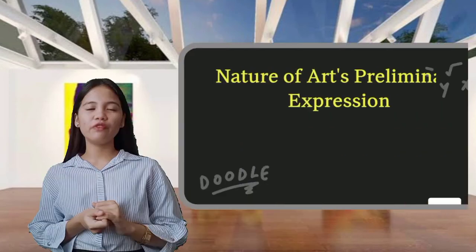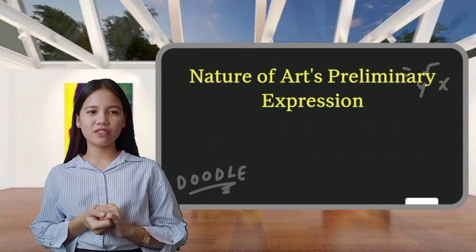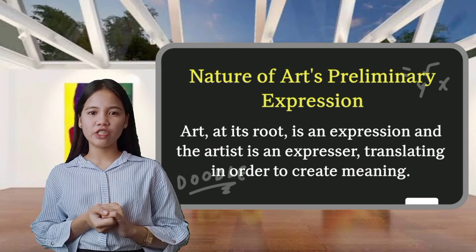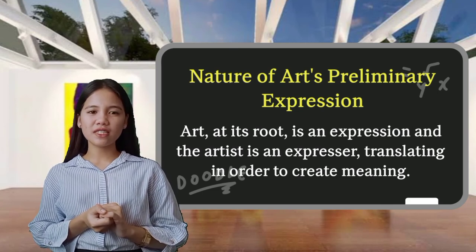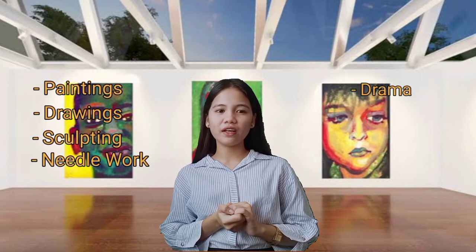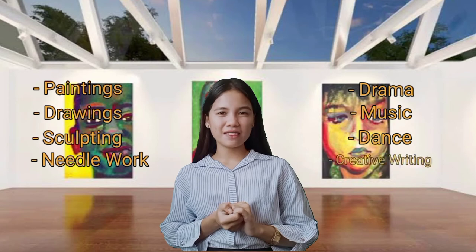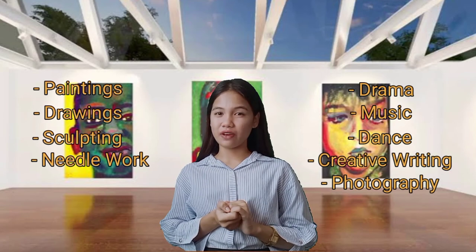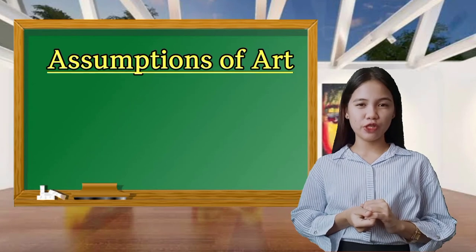And now we're on the topic of the nature of art's preliminary expressions. Art at its root is an expression, an artist is an expressor. Translating in order to create meaning, art expresses and translates or acknowledges and reveals, art transfers and art intervenes. Art is an expression of feeling, belief, and character. Artistic expression can be enjoyed in a variety of forms such as paintings, drawings, sculpting, needlework, drama, music, dance, creative writing, and of course, photography.